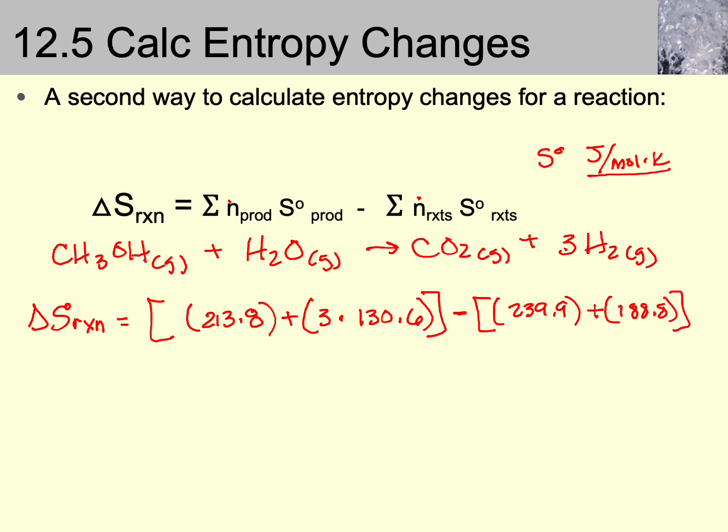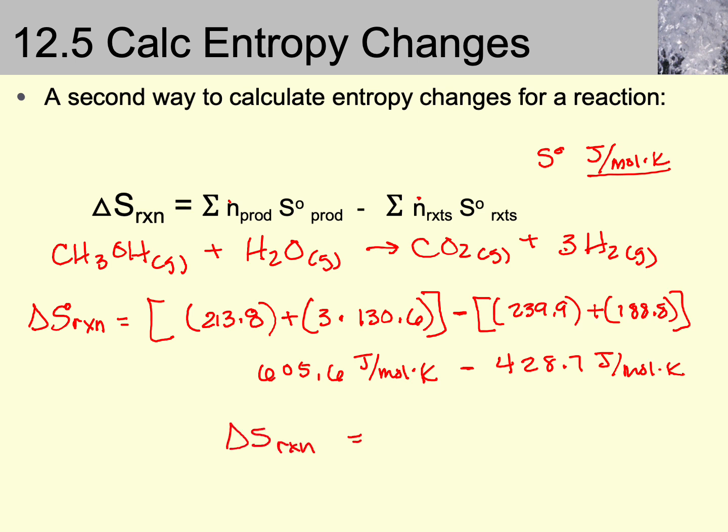So adding these up, for my products, I get 605.6 joules per mole per Kelvin minus 428.7 joules per mole per Kelvin. So that gives me a delta S of the reaction equal to 176.9 joules per mole per Kelvin. And it is a positive delta S. So that means this is exothermic and spontaneous.